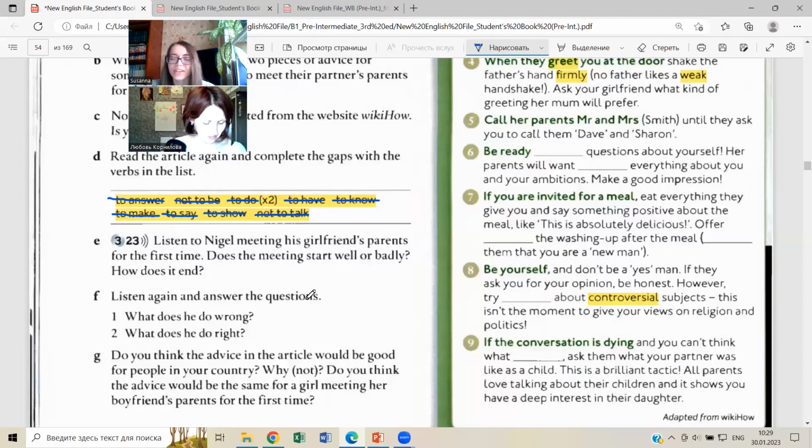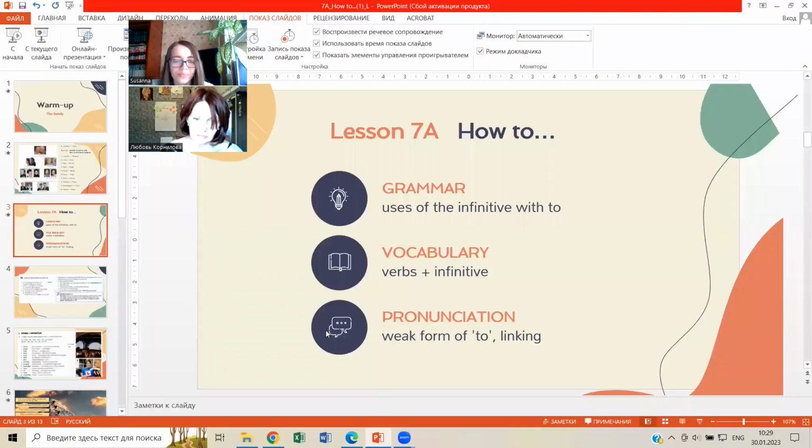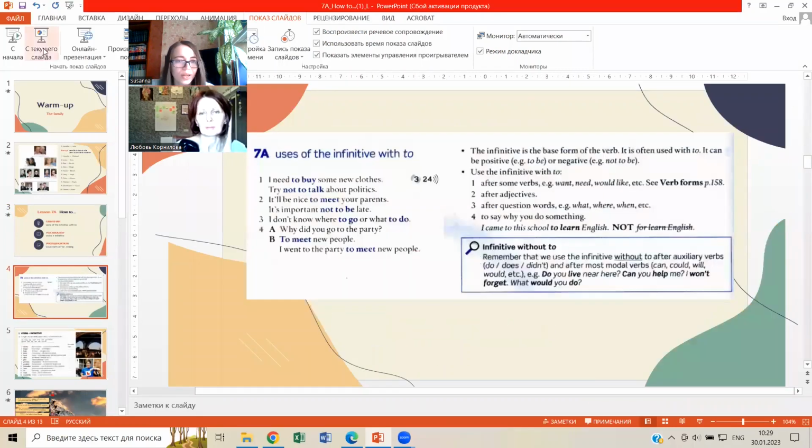Yes, right. Okay. And we see that in all the gaps, we use the infinitive. Yeah, infinitive. So we will talk about the infinitive. Let's look at the rule.